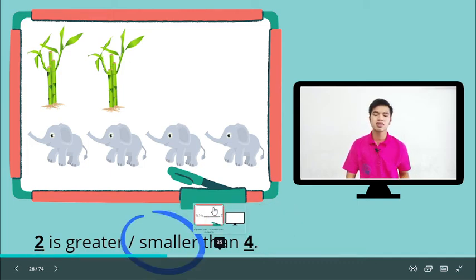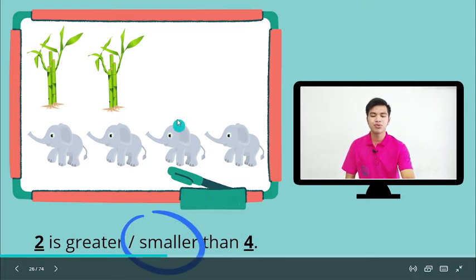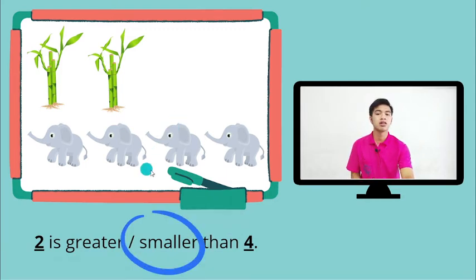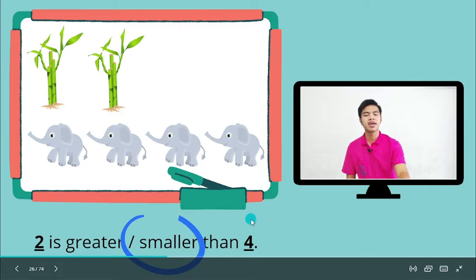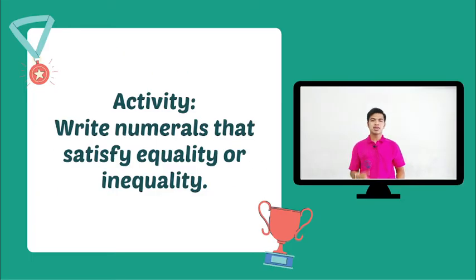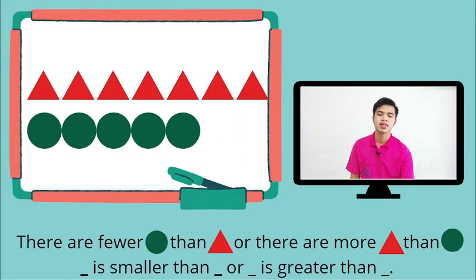Okay? And then we're going to decide if 2 is greater or smaller than 4. So in this case, the answer is smaller. 2 is smaller than 4. Okay? So, for the activity that we're going to have, we're going to write the numerals that satisfy equality or inequality. Okay, so now let's go.